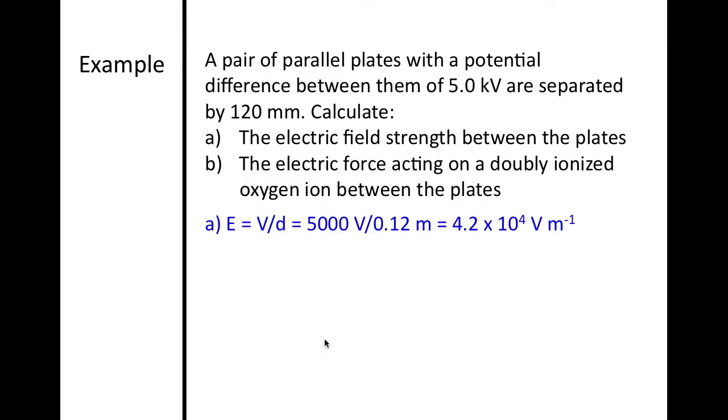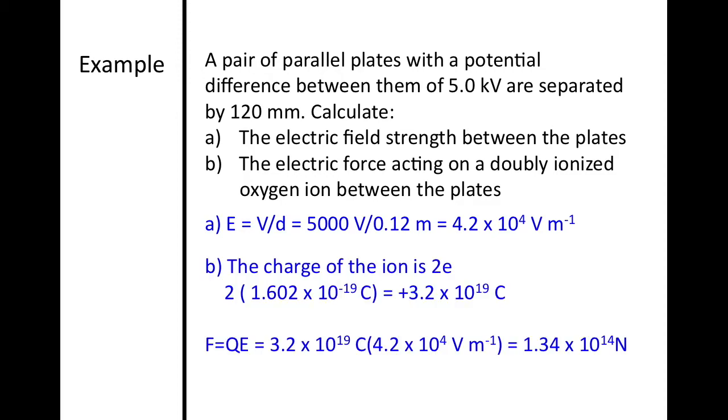Okay, so we're going to be using this equation here. We plug in all of our information, so we have 5,000 volts for the potential. We have, for the distance, 0.12, and that is in meters, and we get an answer of 4.2 times 10 to the fourth volts per meter, and that is the electric field strength.